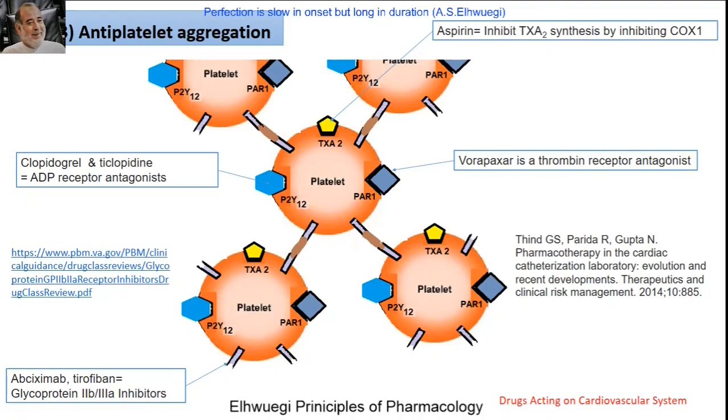Okay, so antiplatelet drugs act by different mechanisms, either by blocking synthesis of thromboxane A2, like aspirin-like drugs, or blocking the ADP receptors, like clopidogrel, or blocking thrombin receptors, with the most famous example being vorapaxar, or by blocking the glycoprotein binding site.